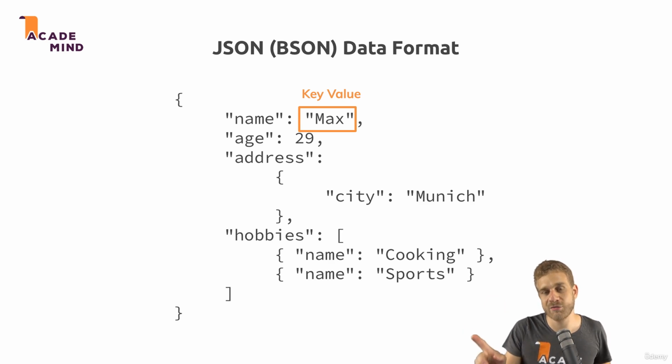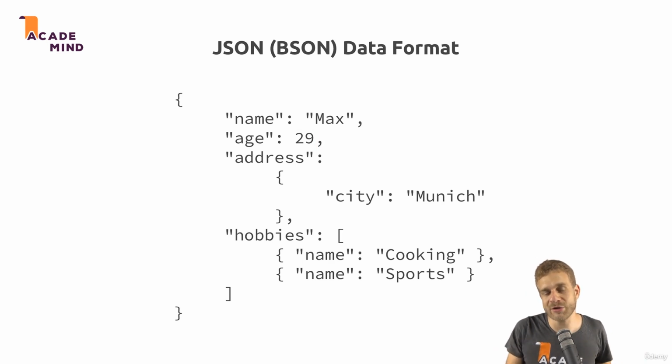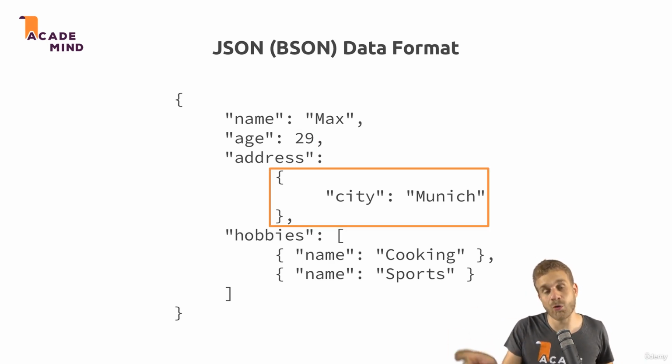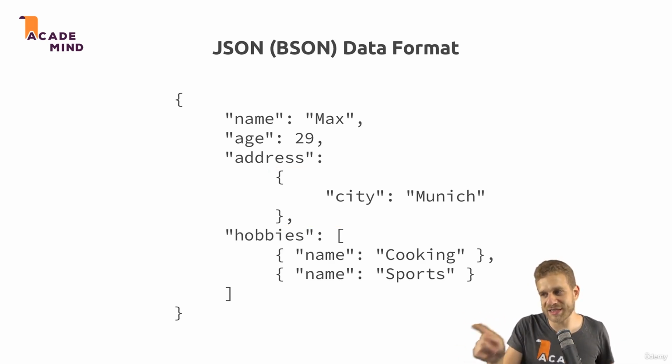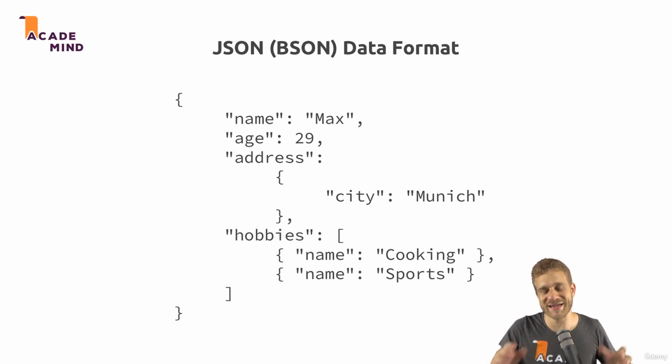So here we have Max, which would be some text, a string, and therefore also has to be enclosed in double quotation marks. But you can also store numbers without double quotation marks. You could store booleans, true or false. And you can even store nested data, as you can see. The address key, or field, as you could also call it, has an embedded document. So this again has curly braces in there, and then another key-value pair. And this is another cool feature of MongoDB and its documents. You can store nested data in there.